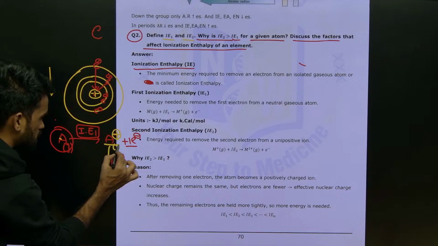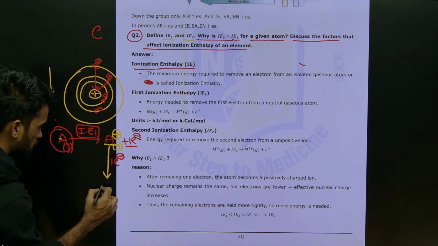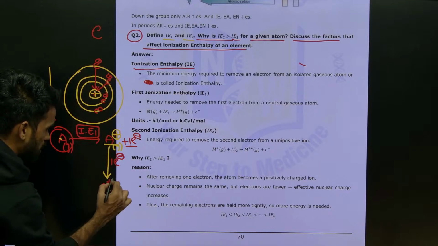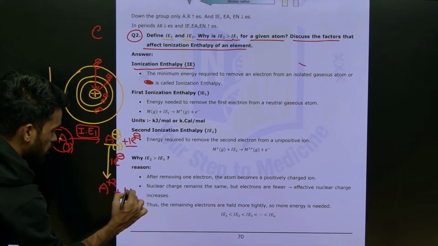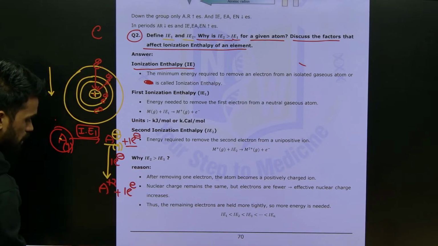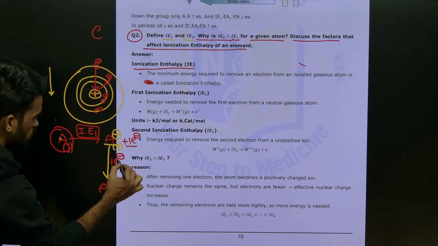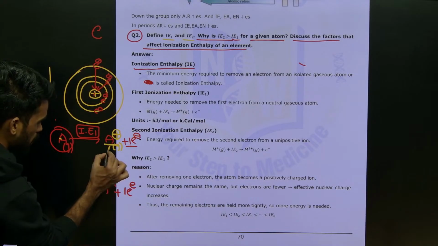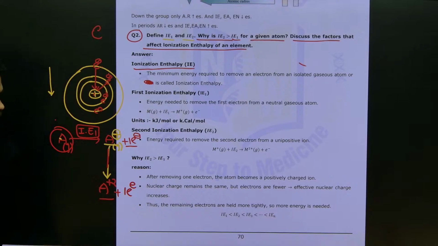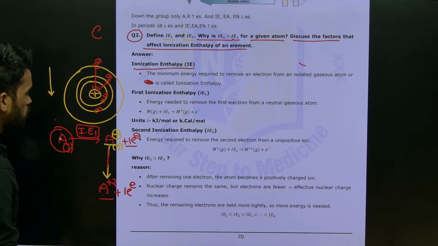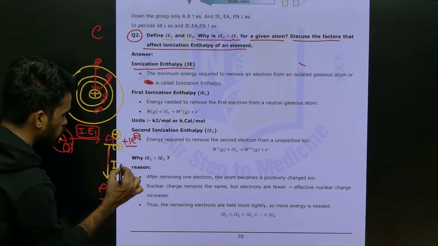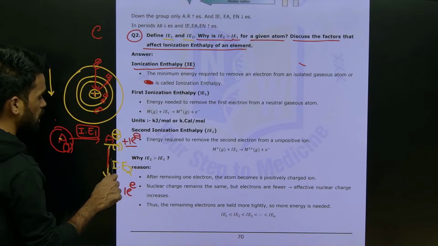This is also in gaseous state. Now if I remove an electron from here, it becomes A plus 2 and one more electron comes out. If I remove this one more electron, it becomes a dication, a dipositive ion. This process is called IE2, second ionization energy.